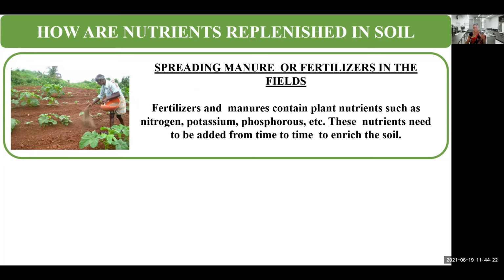But these nutrients need to be added from time to time to enrich the soil. So we are eating three to four times a day. In the same way, the plant needs some food at regular intervals of time. Just like that, if we only pour water, it will not grow. We have to add manure and fertilizer. We have to give nutrients to the soil, to the field. Then only the plant will be able to grow.